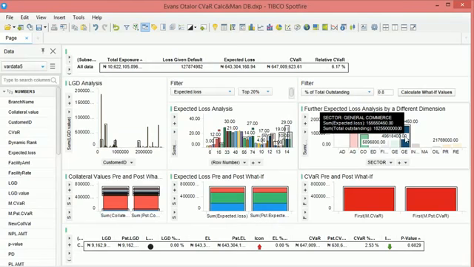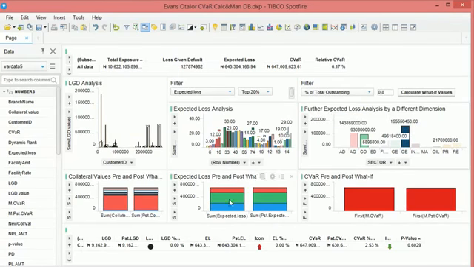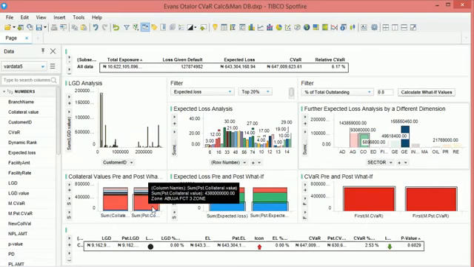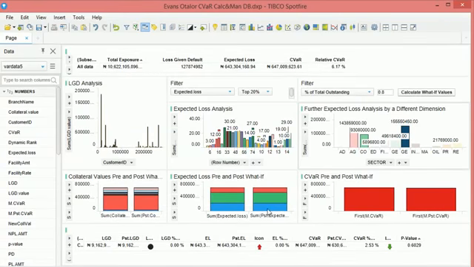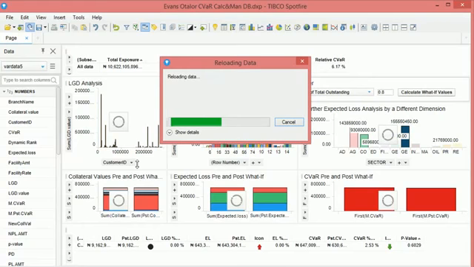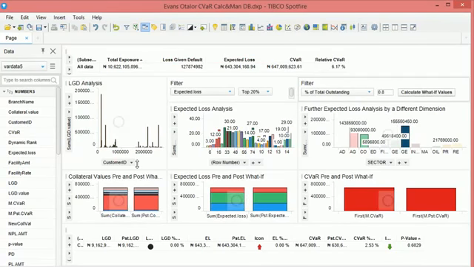Now, before I run the analysis, you can see that my pre and post what-if analysis for collateral values are equal, and my pre and post what-if analysis for expected losses are equal. After running this calculation, I expect to see changes in this place. I will now go ahead and click for it to run. So that should be about done now. Okay, we're almost there. All right, good.